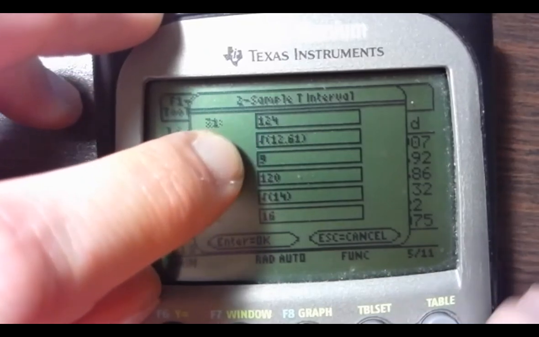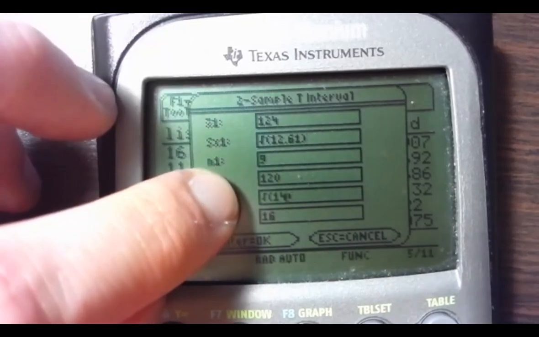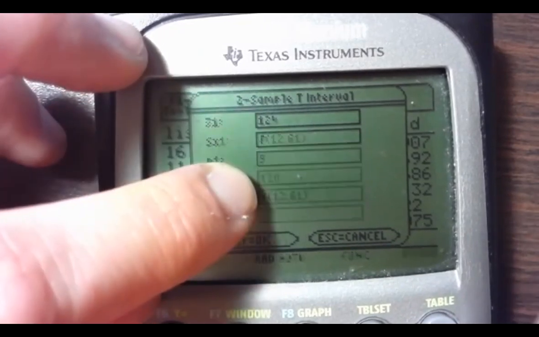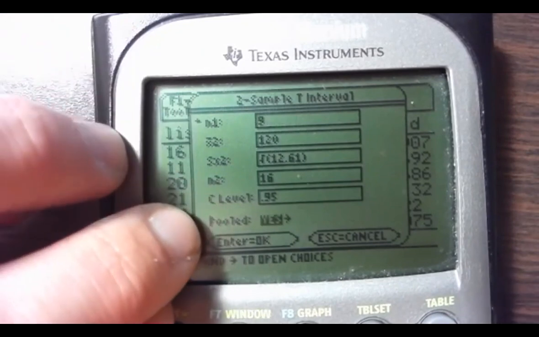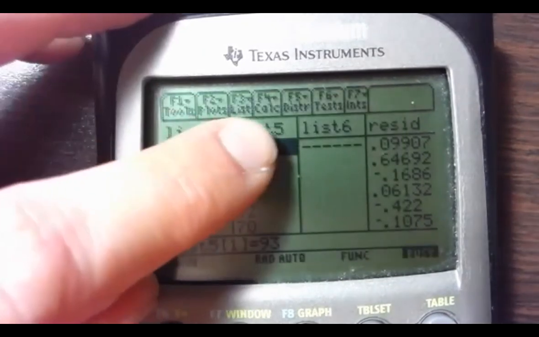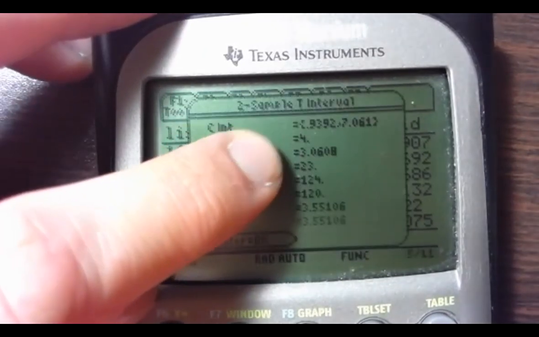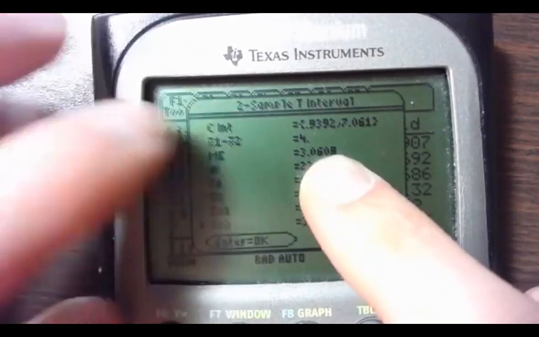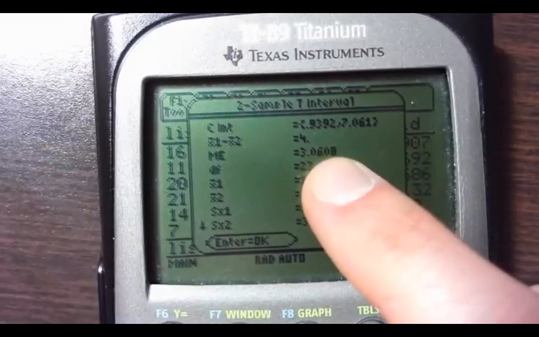if we actually figure out what the pooled number is, in this case it's 12.61, and then just duplicate that here. If we put those in and still go ahead and say pooled, we're going to get the same numbers out, 4 plus or minus 3.061. Okay, but it's different at the 10,000th place.